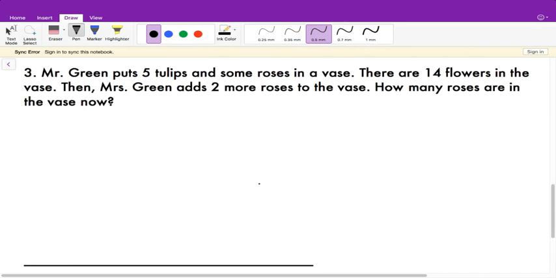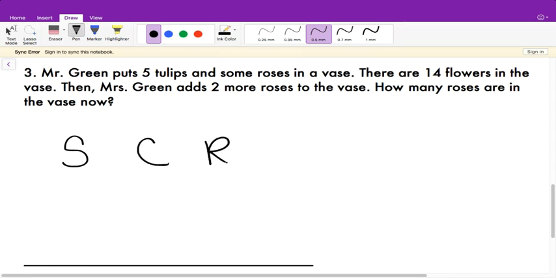Okay, number 3, let's read it together. Mr. Green puts 5 tulips and some roses in a vase. There are 14 flowers in the vase. Then Mr. Green adds 2 more roses to the vase. How many roses are in the vase now? Ooh, okay. So it's asking how many roses are in the vase now. So I already know when something says how many are there now, that means this is a start, change, result problem. That's right.